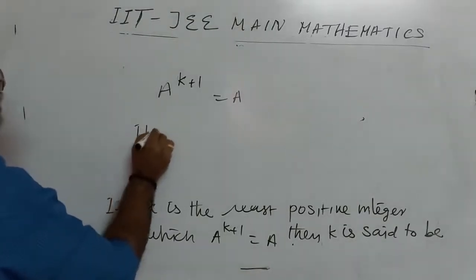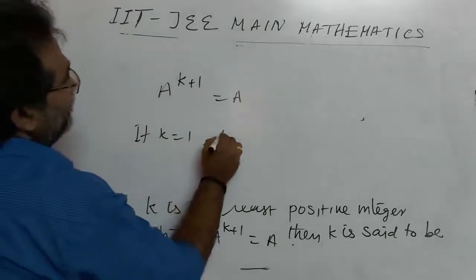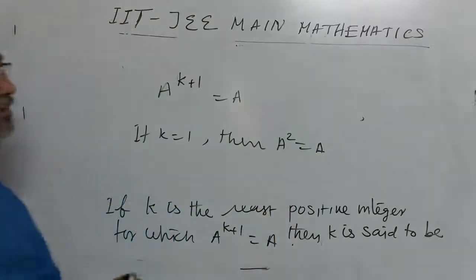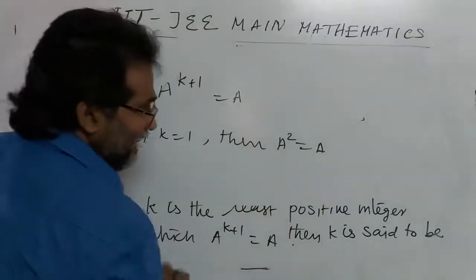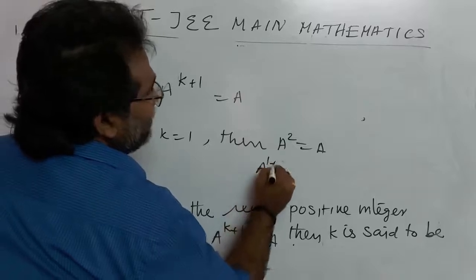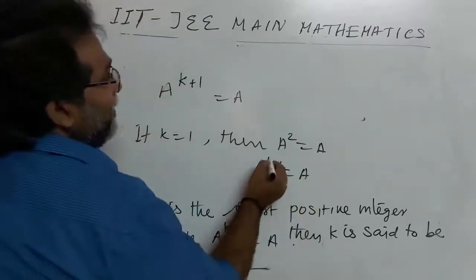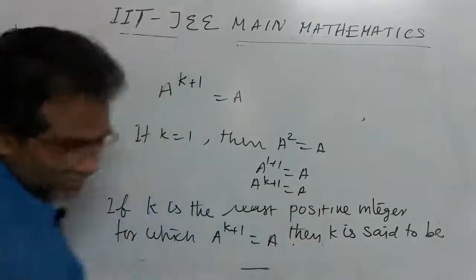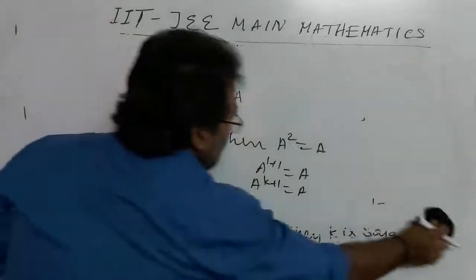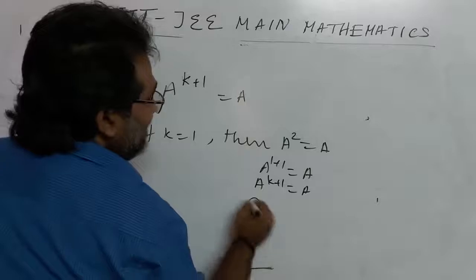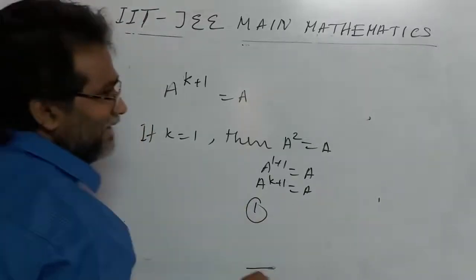If k equal to 1, then A squared equal to A. In this case, A is an idempotent. So, the period of idempotent: A power k plus 1 equal to A, in place of k, here we have 1. So, 1 is the period of an idempotent matrix.